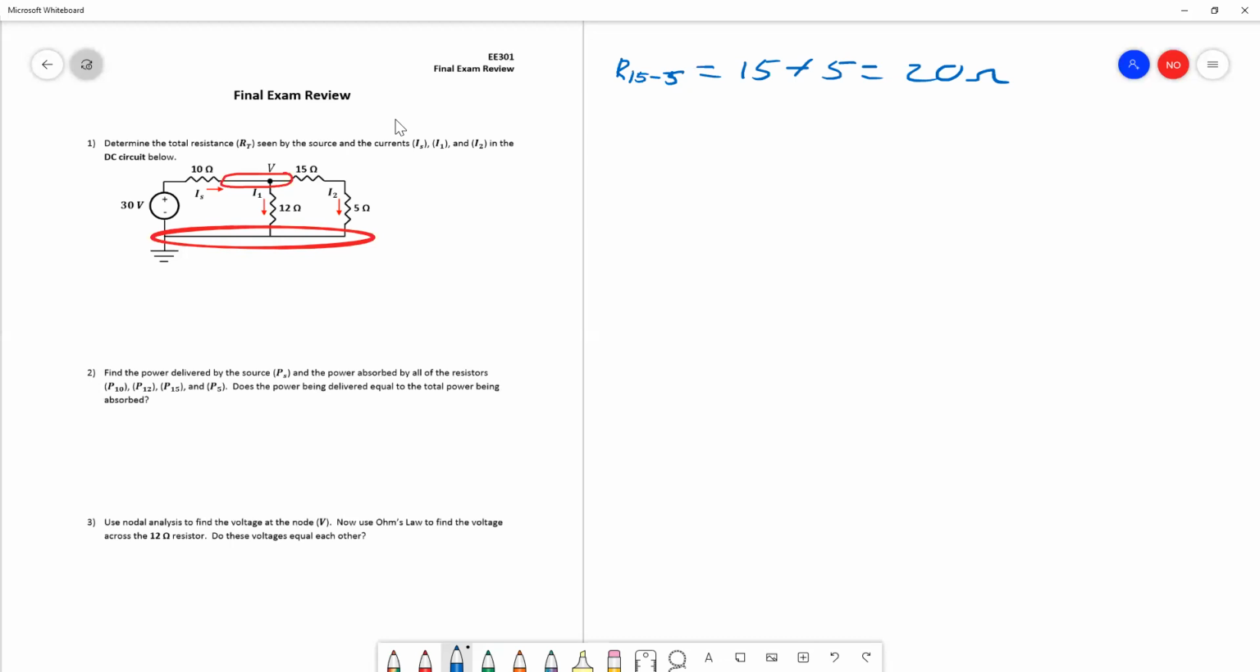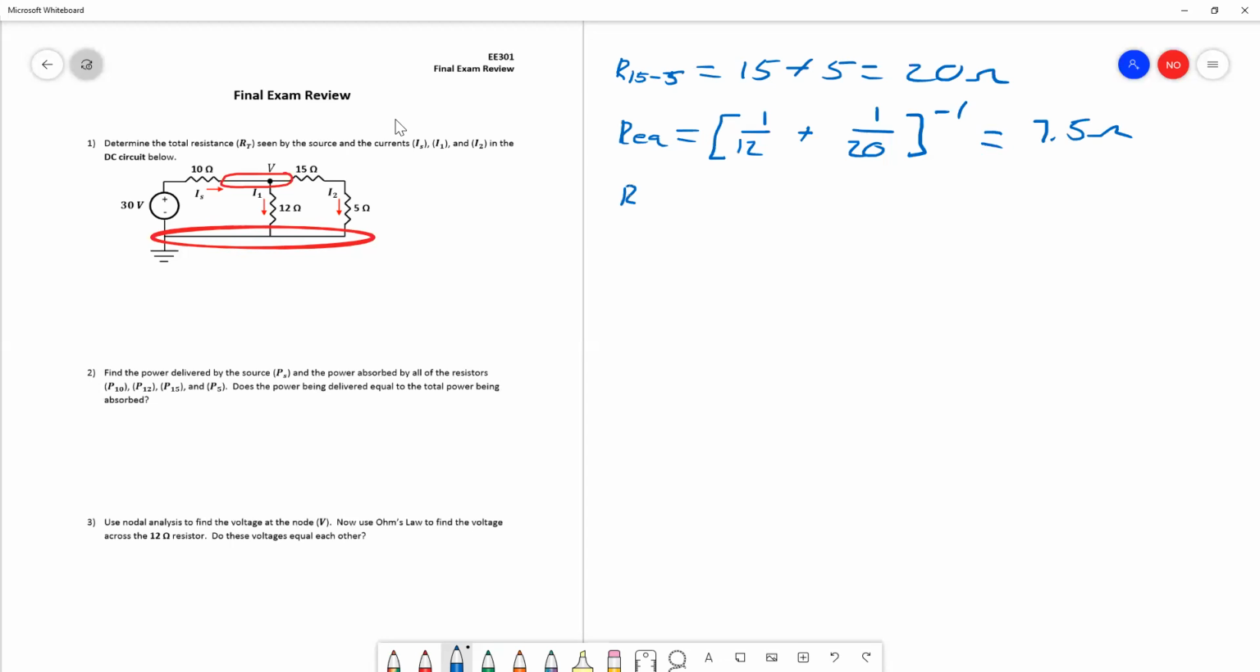And then if we take the left and right side of this parallel network here, we'll combine them in parallel, and we'll call that REQ. The reason we know that they're in parallel is because they share the same top and bottom node. So that's just 1 over 12 plus 1 over 20, all to the -1 power, or you just do 1 over the whole thing in your calculator. That's going to give us 7.5 ohms.